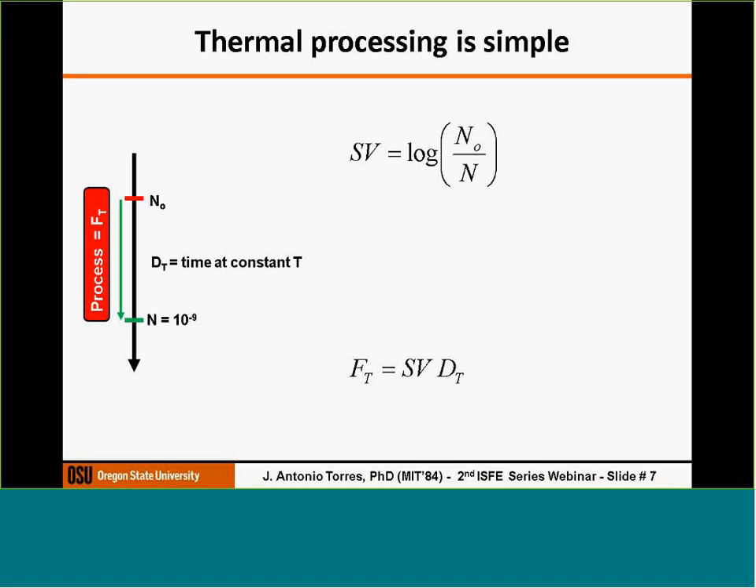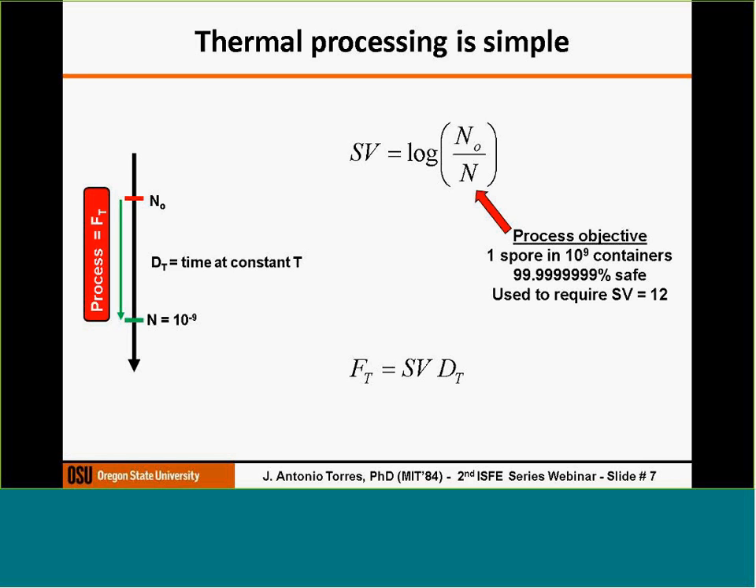So first we define a sterilization value as the log of N0 over N. Then we calculate the process time. It's just a multiplication of the Z value times this D. So from there, we just use average values for this calculation. Or in some other cases, people have used extreme values. For 10 to the 9 containers, it means that we used to require about an SD of 12, because we were assuming the initial load N0 was 10 to the 3.